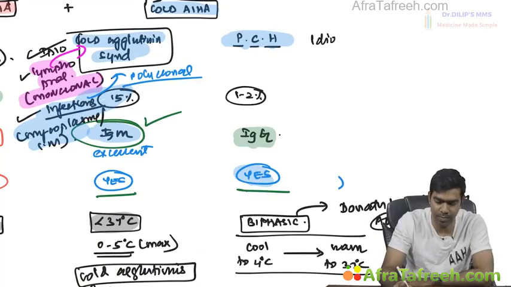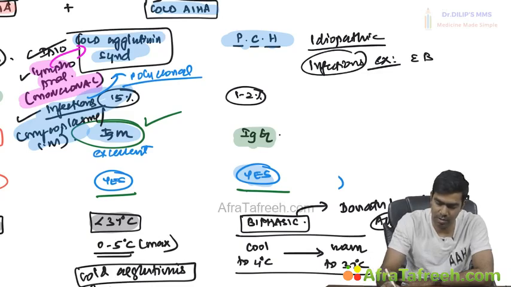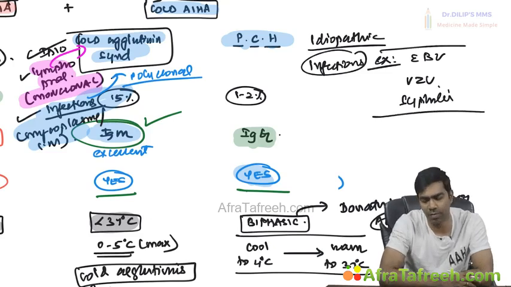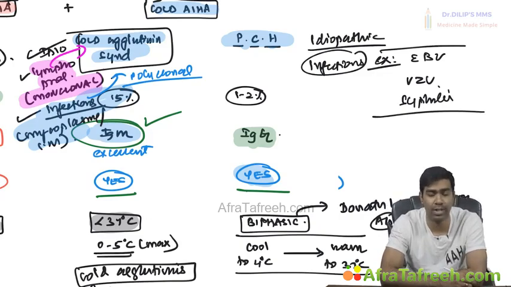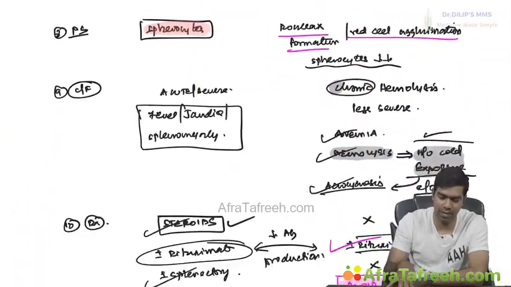Paroxysmal cold hemoglobinuria is again idiopathic, and can be seen in certain infections. Examples of infections that can cause PCH are Epstein-Barr virus, varicella zoster virus, and syphilis. So these are some examples of the causes of paroxysmal cold hemoglobinuria, cold agglutinin disease, and warm autoimmune hemolytic anemia. These are the differences which are very, very important to understand.